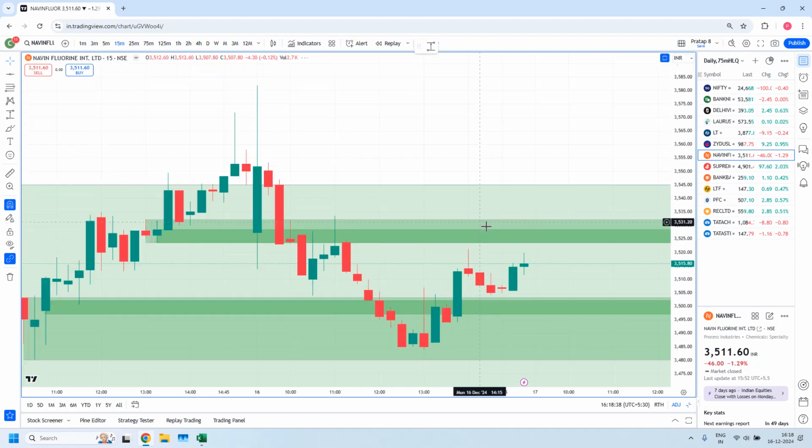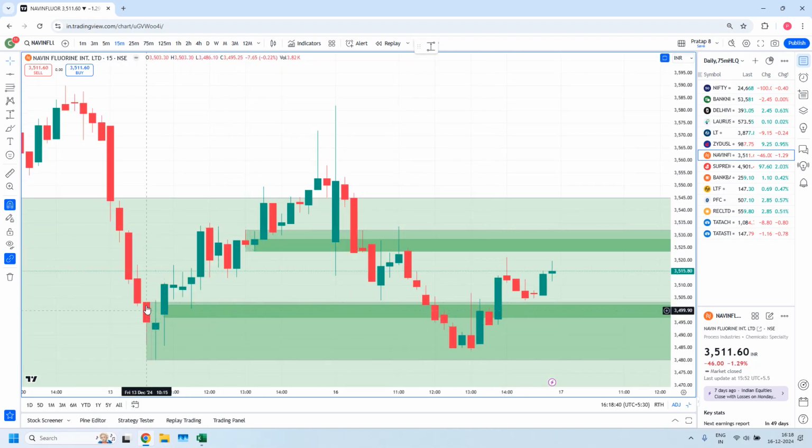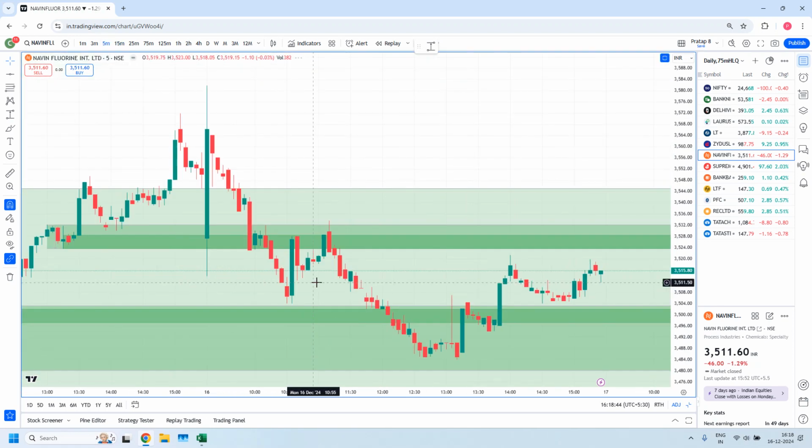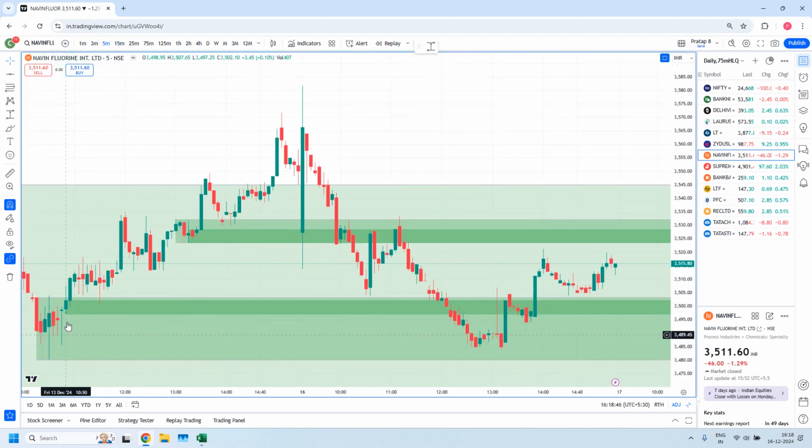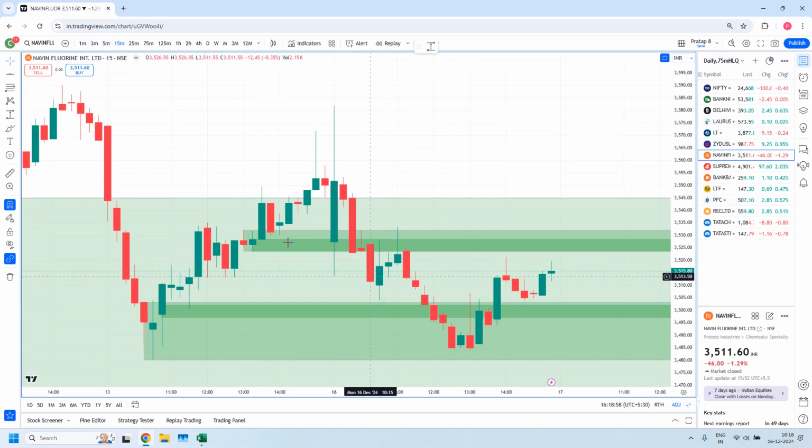Let me go to the 15 minutes time frame. Monday we discussed this zone, drop based rally. There we have a fine-tuned zone, rally base rally. See here it gave a trade and then price moved up. And during this process here also it created a new 15 minutes zone. See here, rally, 2 base candles and rally.